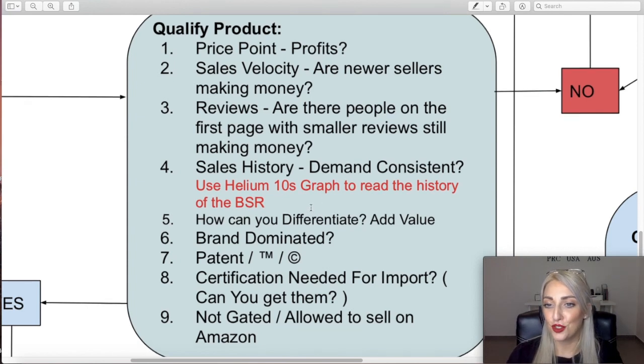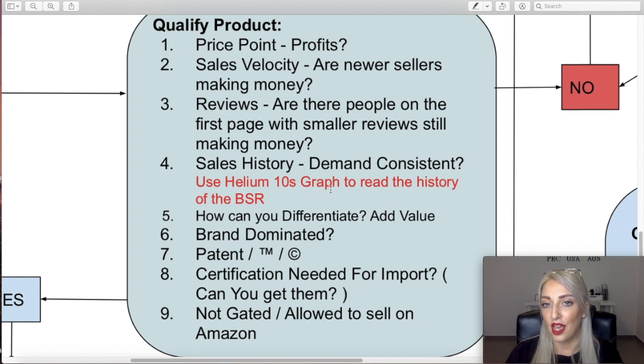Fourth thing, a lot of people don't talk about this, is the sales history. Is the demand for this product consistent? That could be, is it a seasonal product? Is it a trend product? But in general, I want to see that there's consistency. So the way I will do that is I look at the products that have been on Amazon the longest within that niche. Let's say I'm using the sloth water bottle, I'll look at the first, the second, and the third best-selling products that have the most reviews and have been around for a while.